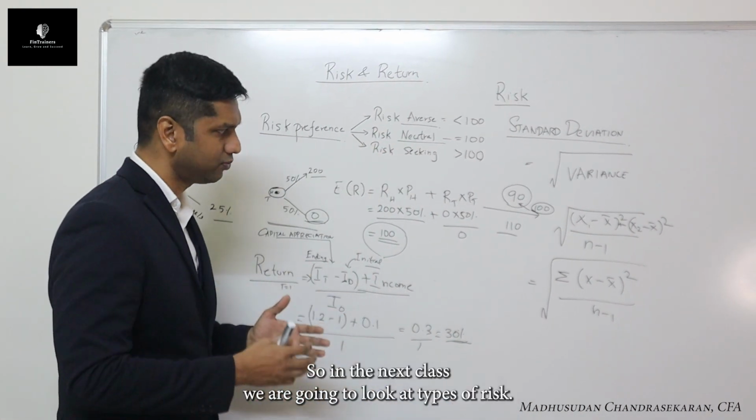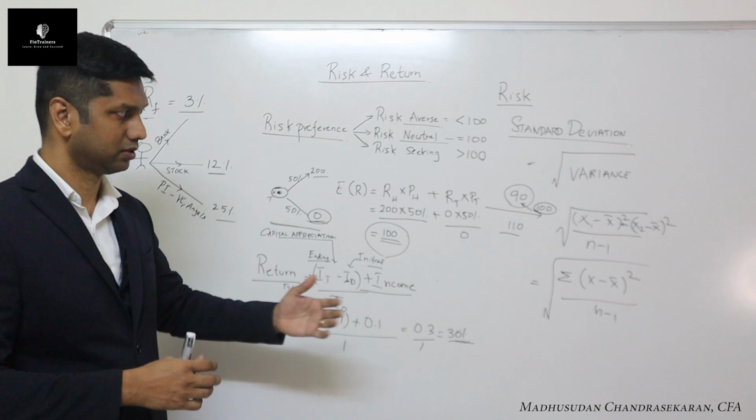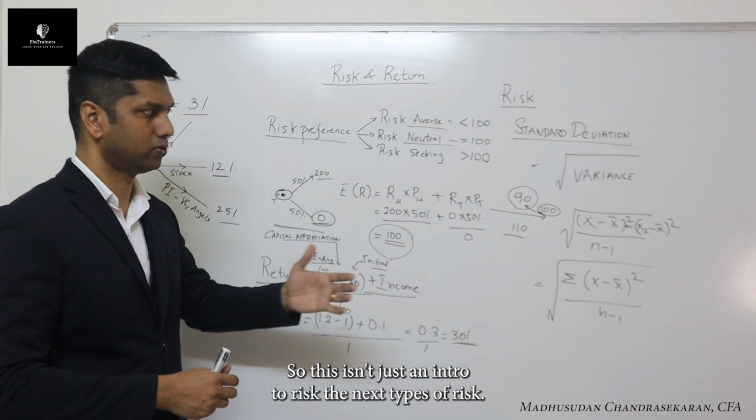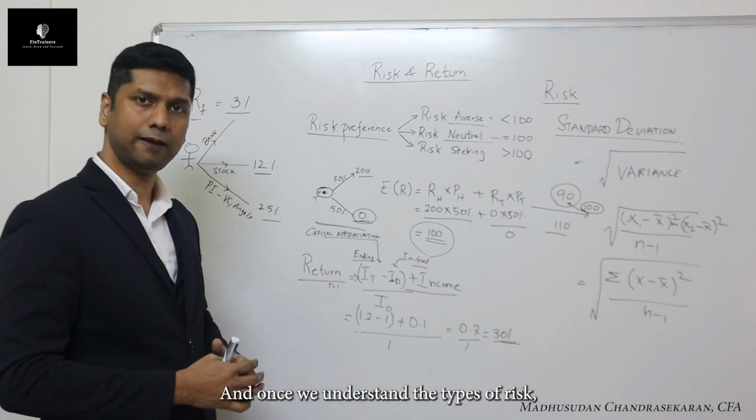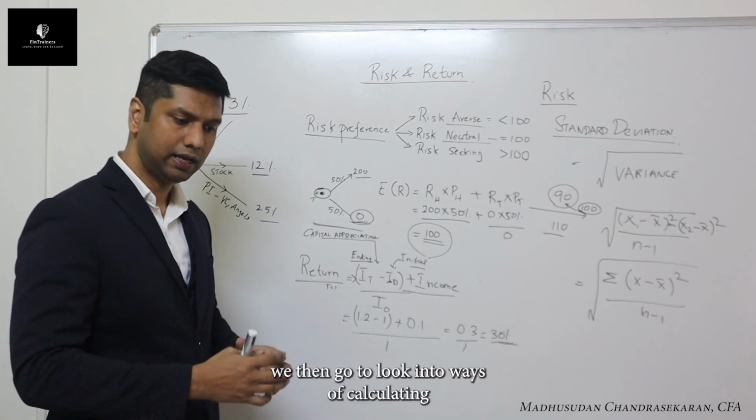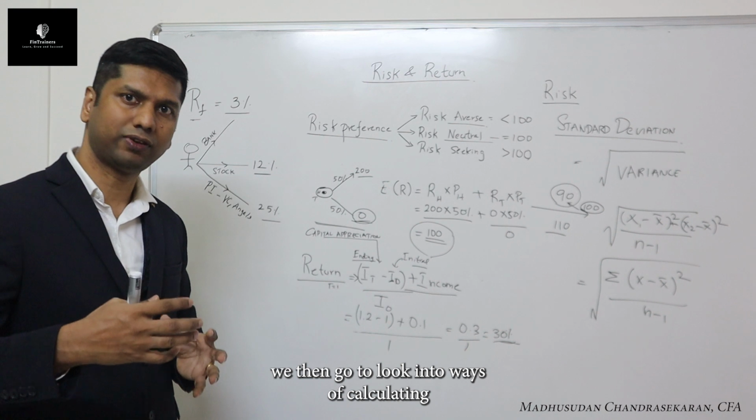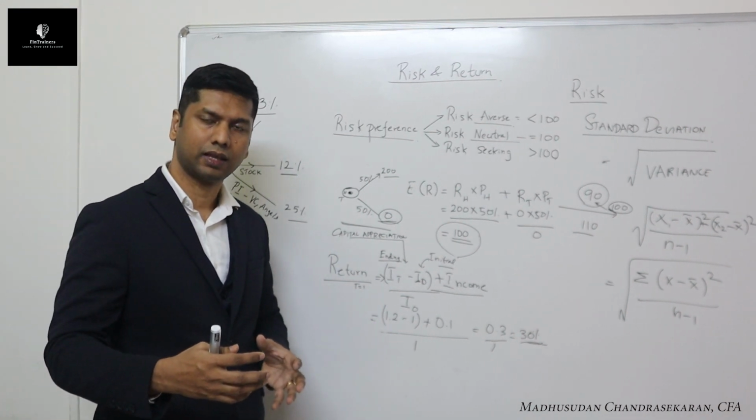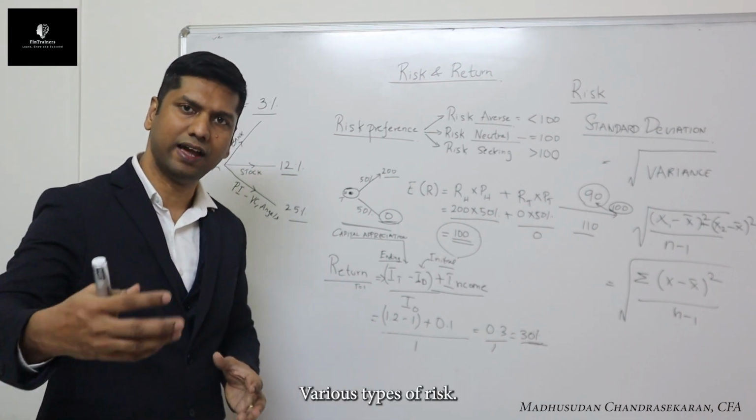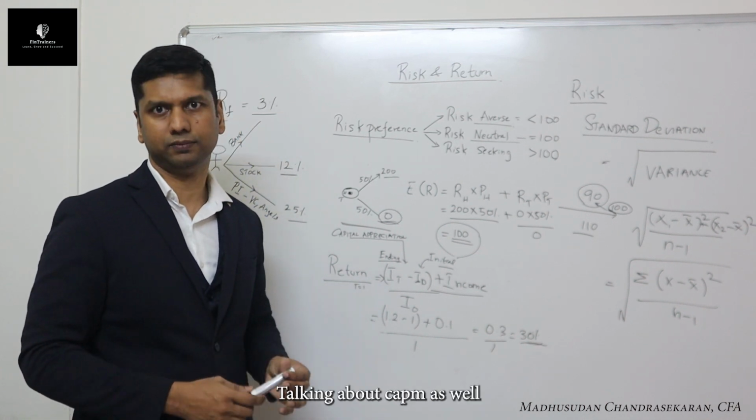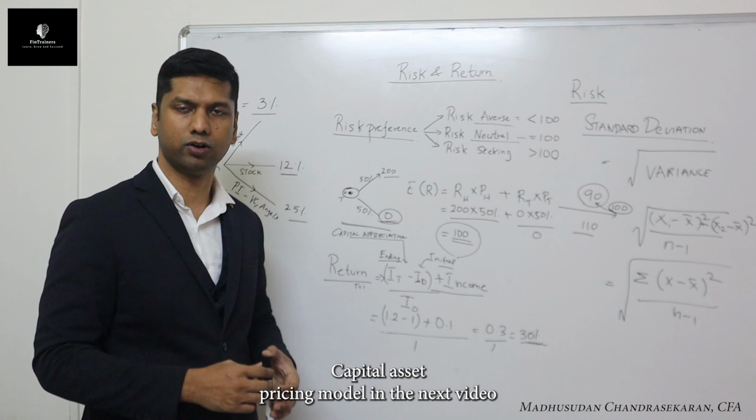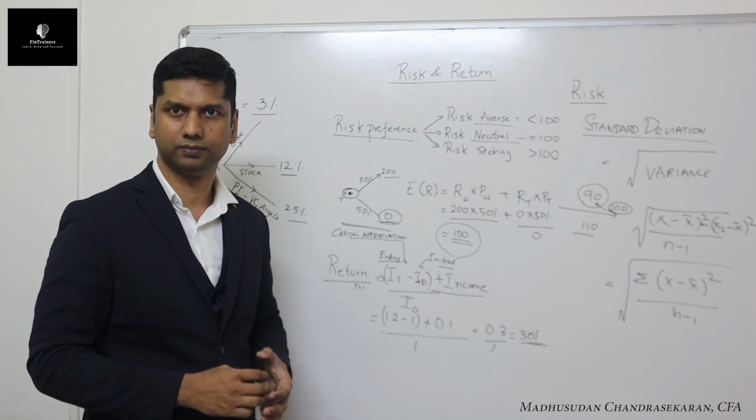So in the next class, we are going to look at types of risk, right? So this is just an intro to risk. The next class, we're going to look at types of risk. And once we understand the types of risk, we are then going to look into ways of calculating accepted rate of return for various types of risk. So we're going to be talking about CAPM as well, capital asset pricing model, in the next video.